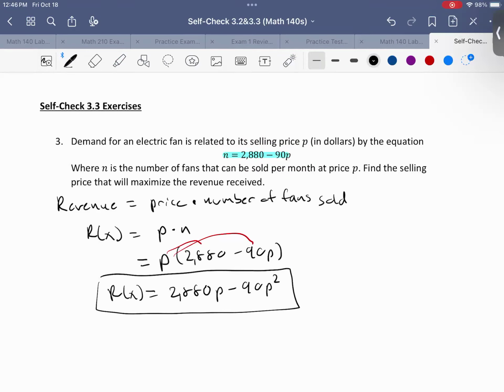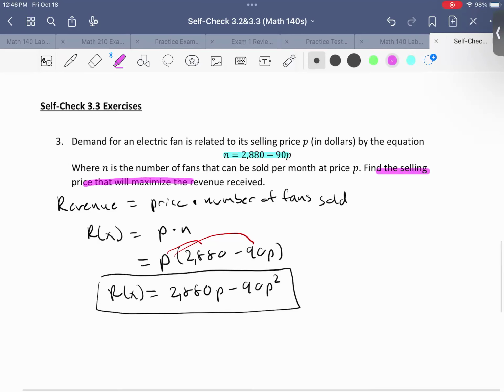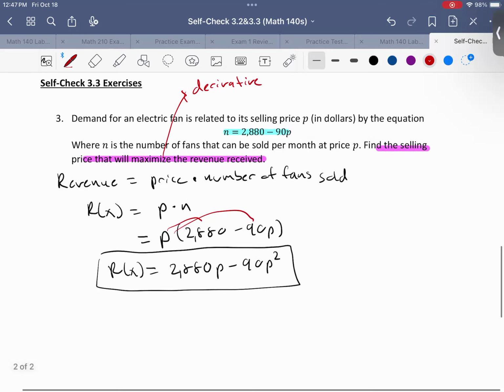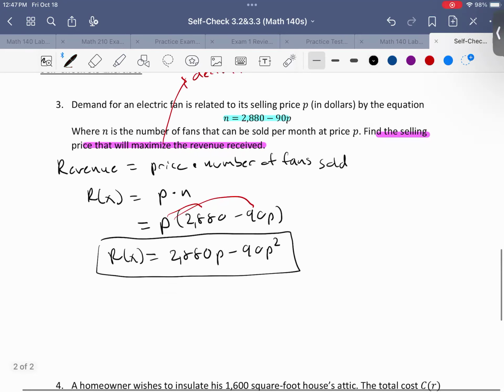Okay. But what is the question asking? It's asking us to find the selling price that will maximize the revenue received. So what I need to do here is find the maximum. So when you hear the words maximum or minimum, right? That means the derivative. So what I have to do now is find the derivative of this revenue function. So the derivative of this revenue function is going to be, P is our variable, right?